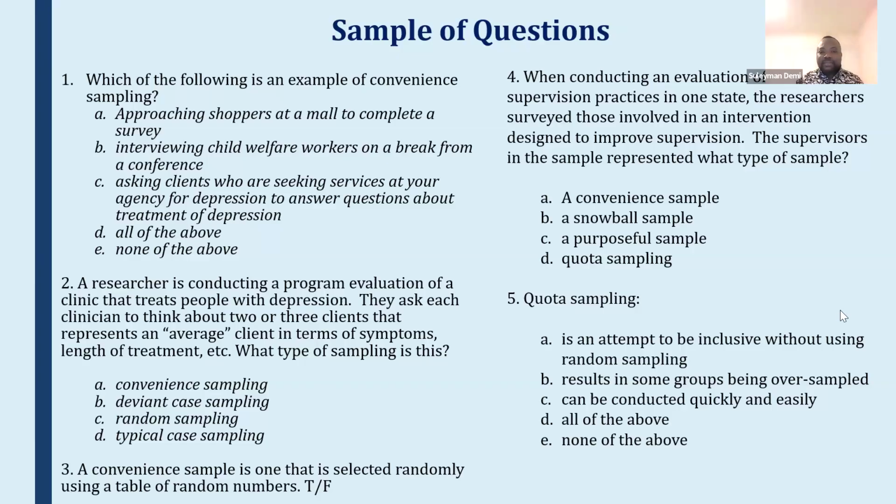Let's look at the last. Is it the last question? Yes. Last question. Who will read it for us? I can read it. Go ahead. Quota sampling: A, is an attempt to be inclusive without using random sampling. B, results in some groups being oversampled. C, can be conducted quickly and easily. D, all the above, or E, none of the above. Okay, which one? D. Yes, you are right. D. So that's it.